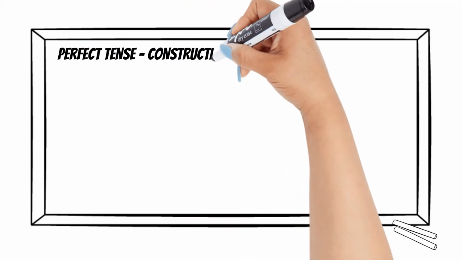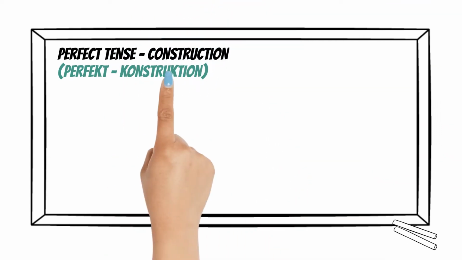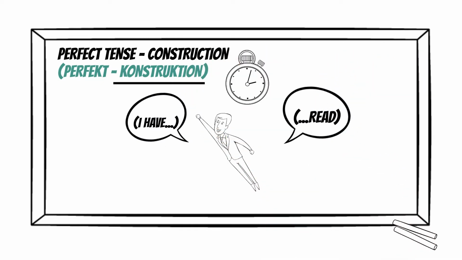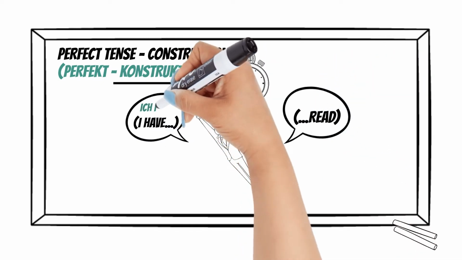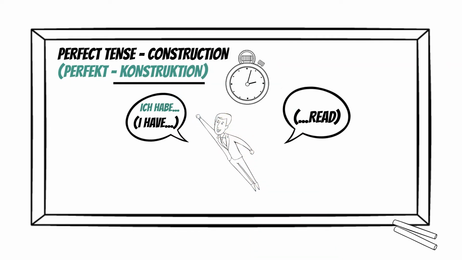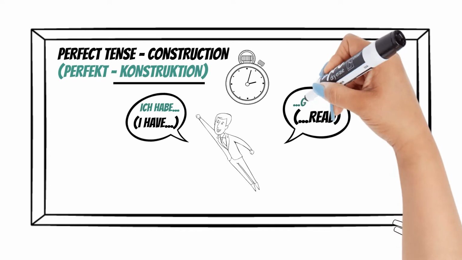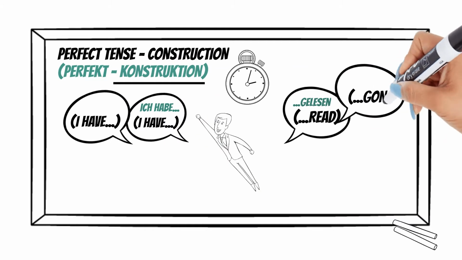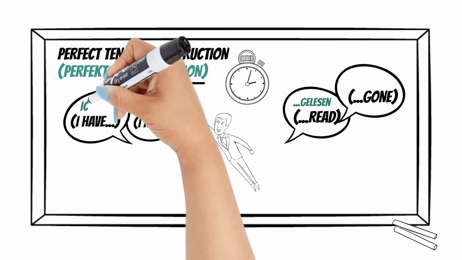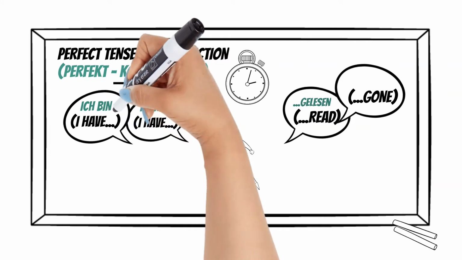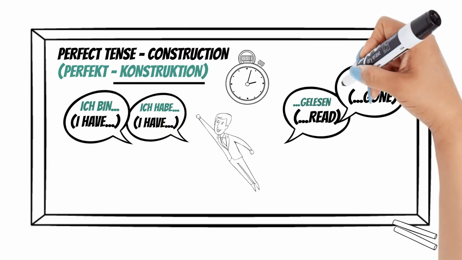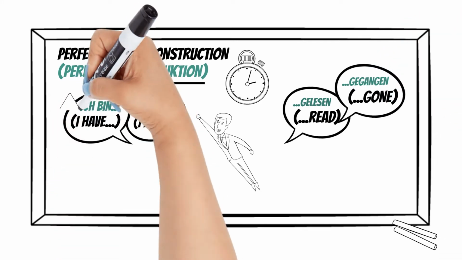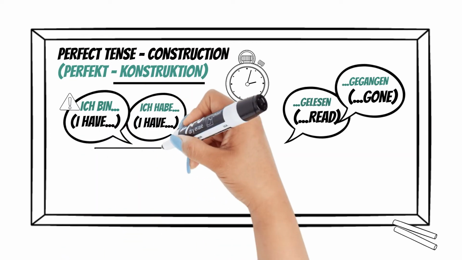Well done! So, let's tackle the construction of the perfect tense, or Konstruktion. It's similar to English. For example, I have read means ich habe gelesen. Another example, I have gone. What means ich bin gegangen. But please pay attention, it's not haben, it's sein.